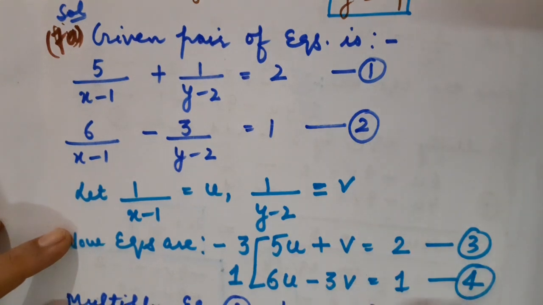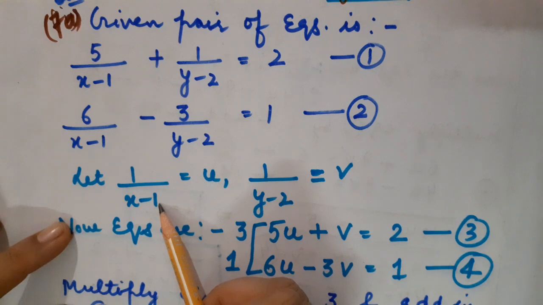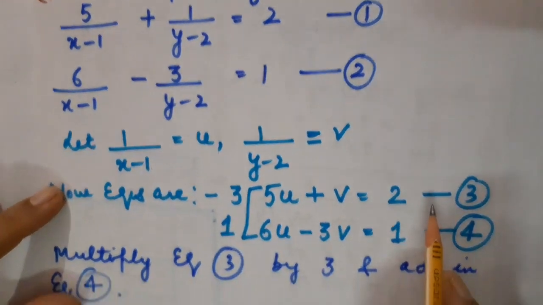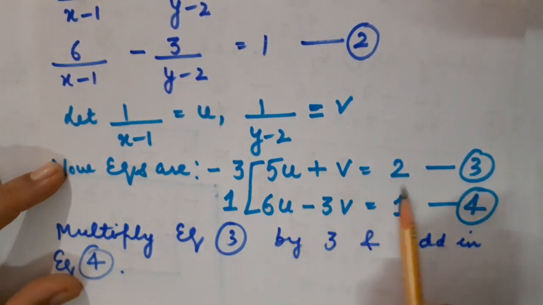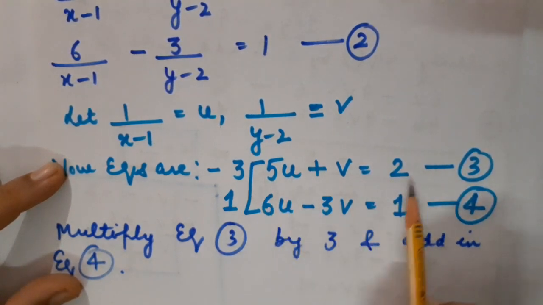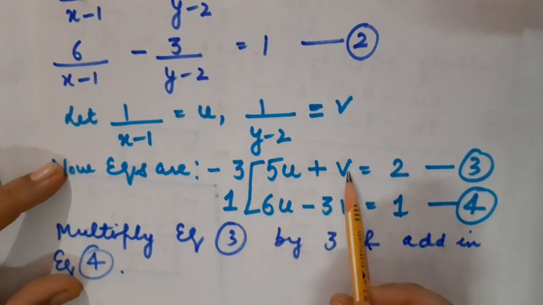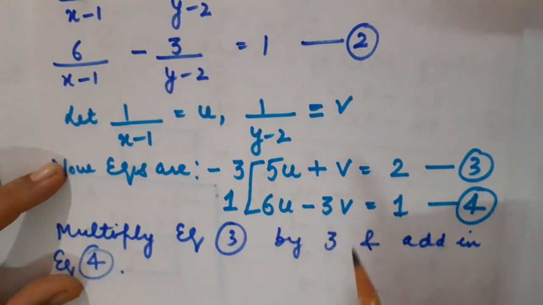So here is the solution of 7th question A part. I have assumed 1 upon x minus 1 as u and 1 upon y minus 2 as v. So these are the equations. After that I am going to multiply equation number 3 by 3 and equation number 4 by 1, so that I can get 3v, 3v. Correct? And they can be eliminated while adding.